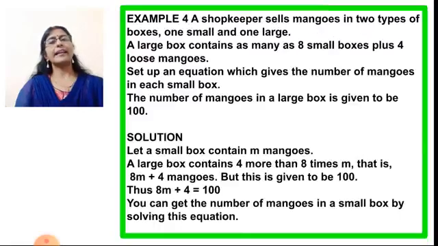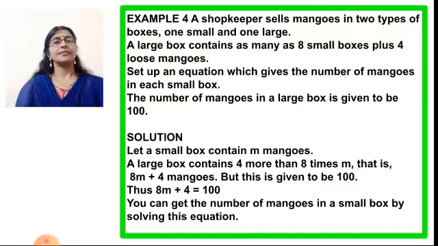Now let us see another example. A shopkeeper sells mangoes in 2 types of boxes, one small and one large. A large box contains as many as 8 small boxes plus 4 loose mangoes. Set up an equation which gives the number of mangoes in each small box. The number of mangoes in a large box is given to be 100.